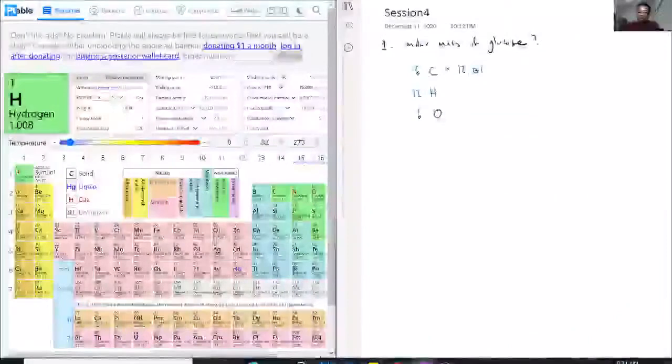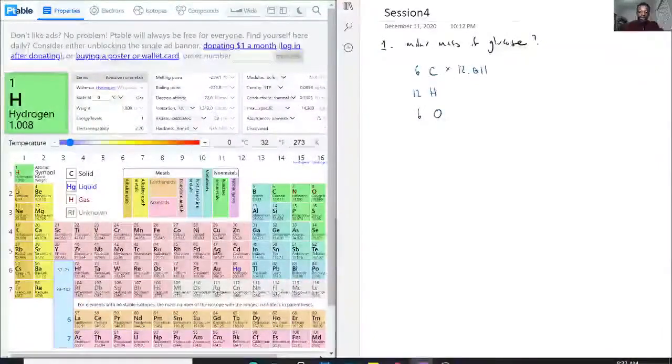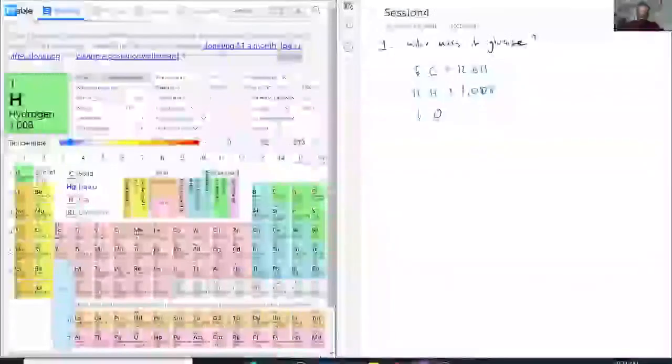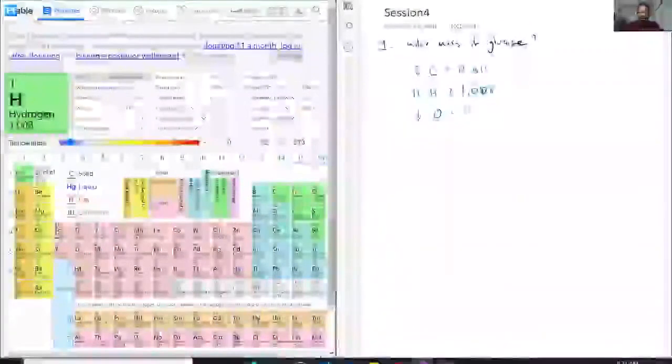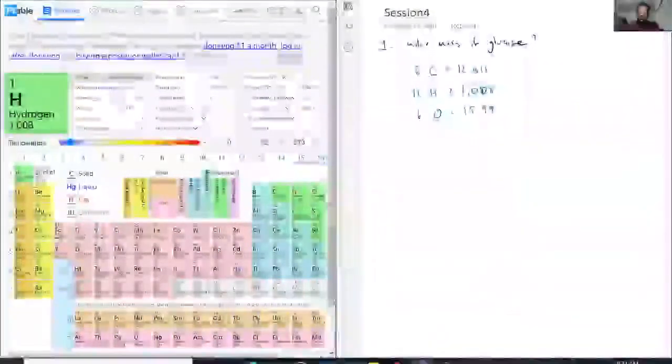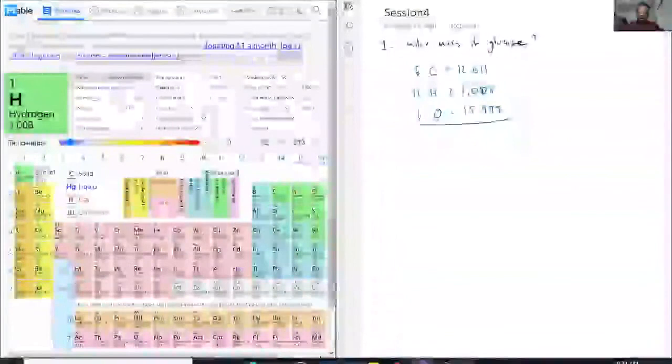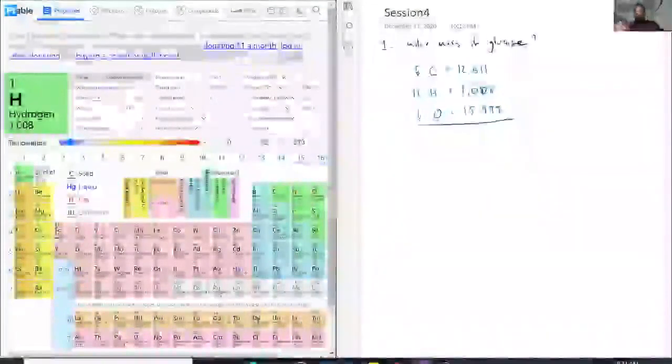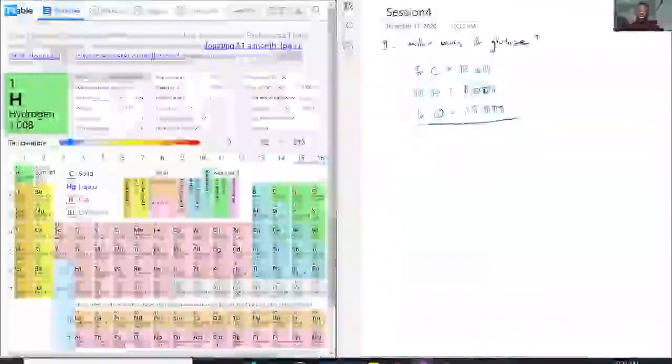The carbon's atomic mass unit is 12.011. Hydrogen is 1.008, and oxygen is 15.999. I put the multiplication there because I want to do 6 of the 12.011.